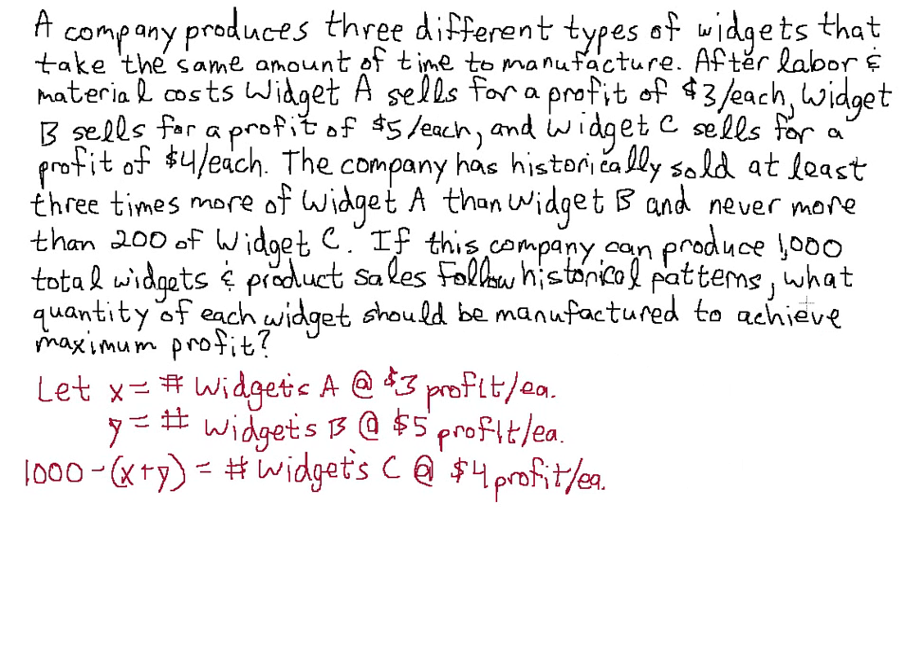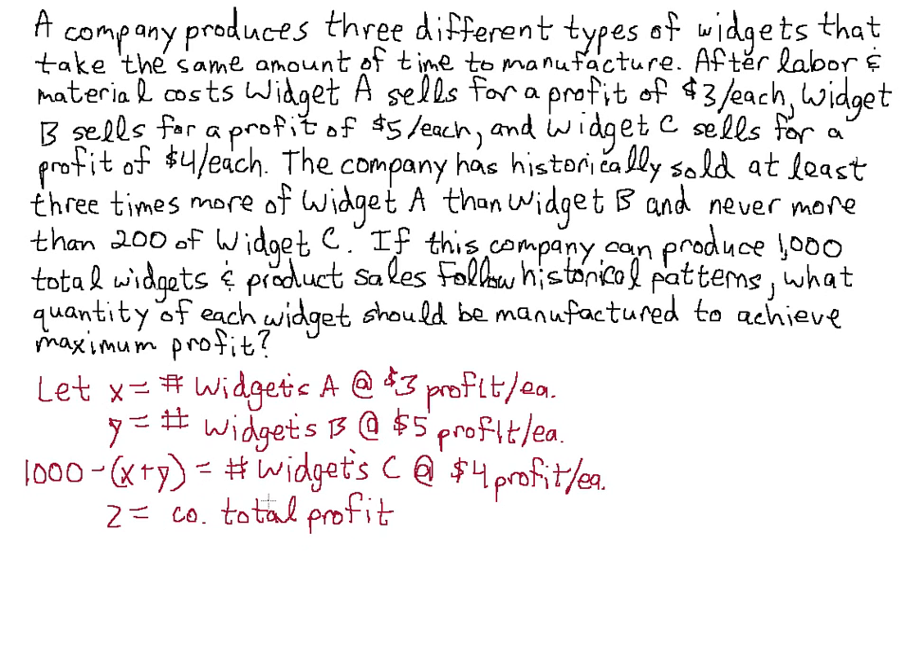And what do we want to find here? We're trying to find the quantity of each widget that should be manufactured to achieve a maximum profit. So let's define our variable Z as the company's total profit. And this variable Z is actually what we want to maximize. So we need to write some sort of optimization equation that we can maximize using these given variables and the given constraints that we'll define next. So let's go ahead and find an optimization equation.